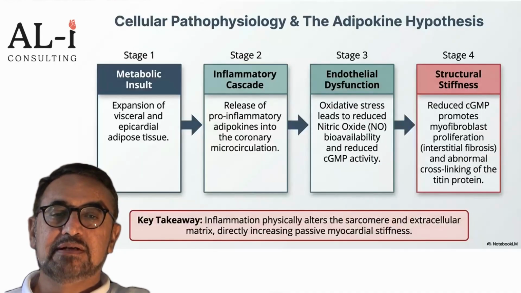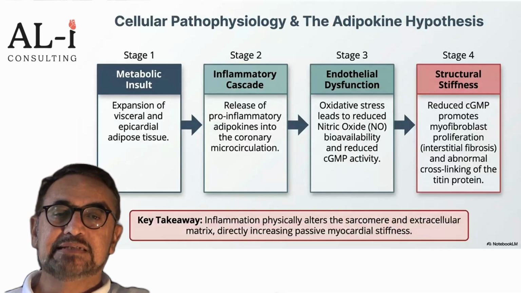Cellular pathophysiology and the adipokine hypothesis. At the cellular level, one useful framework is the adipokine hypothesis. The process starts with a metabolic insult, expansion of visceral and epicardial adipose tissue. That drives an inflammatory cascade with release of pro-inflammatory mediators into the coronary microcirculation. The next step is endothelial dysfunction, where oxidative stress reduces nitric oxide bioavailability and blunts cGMP signaling.